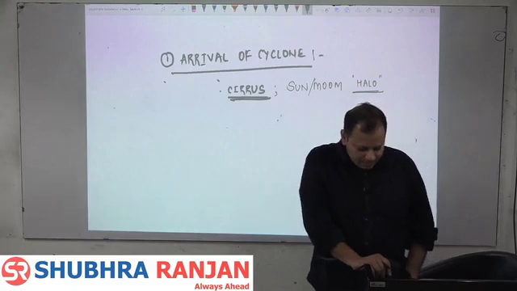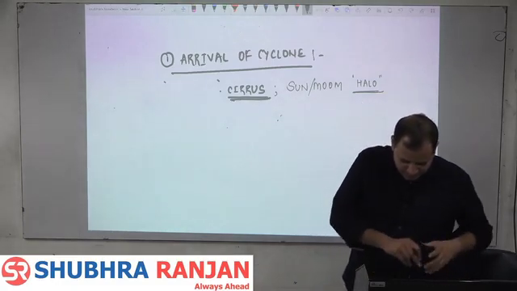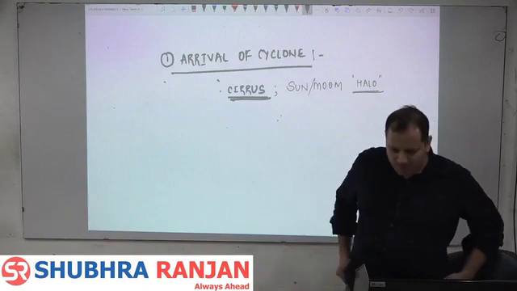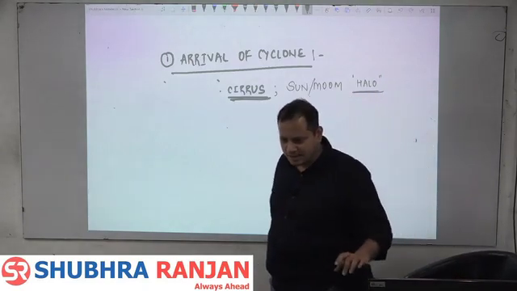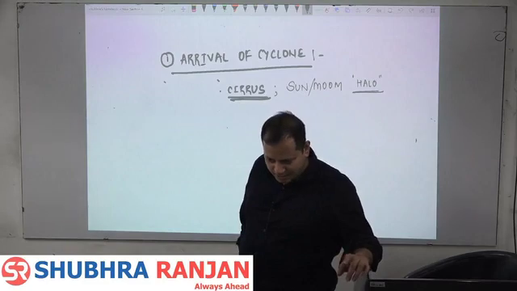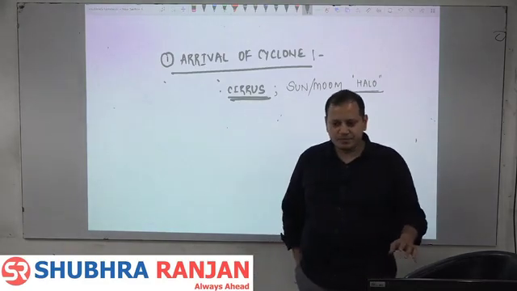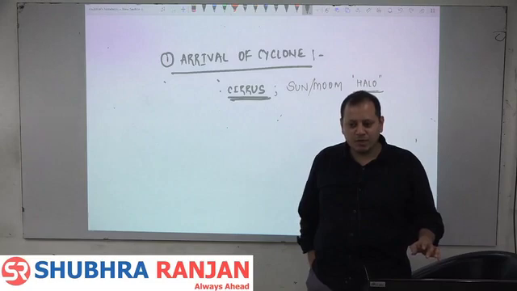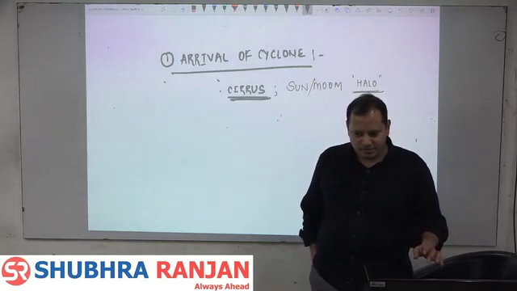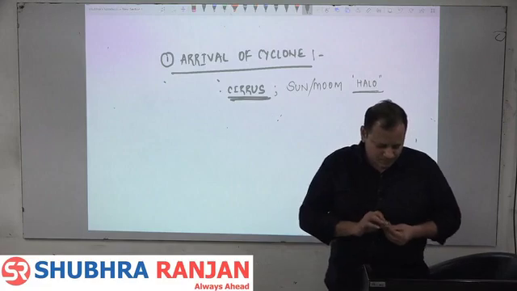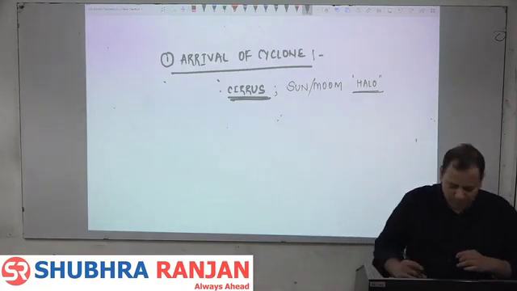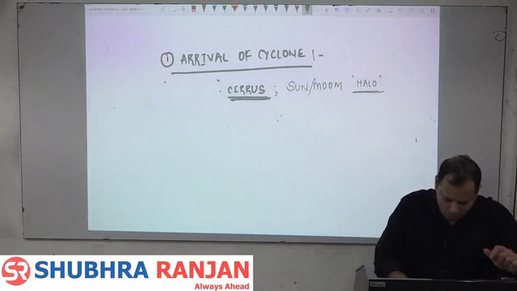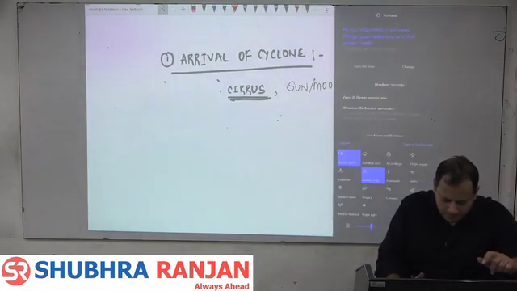Next, the temperature decreases. In the book by Savindra Singh, it is given that temperature suddenly increases. It is wrong. Temperature decreases because of the arrival of the cold sector.